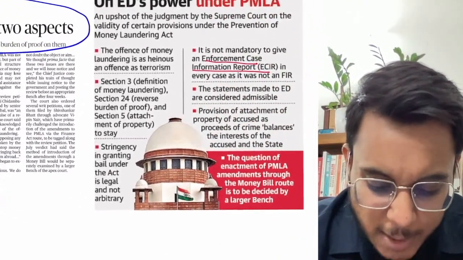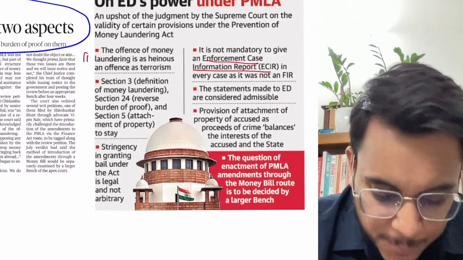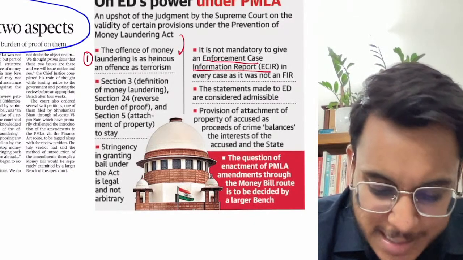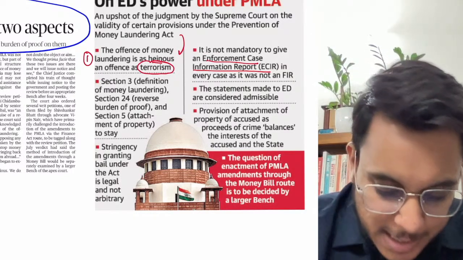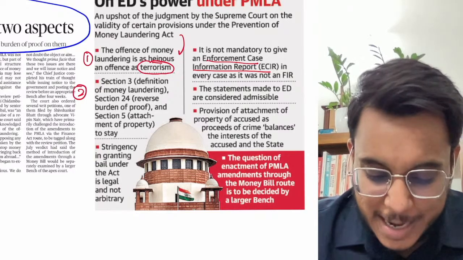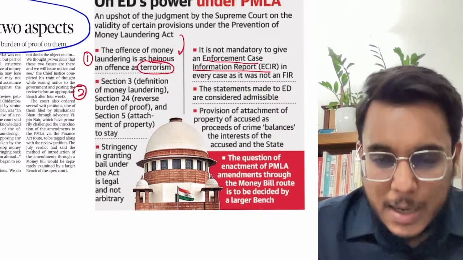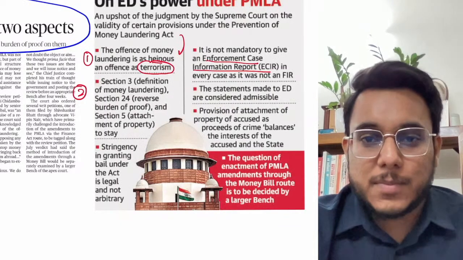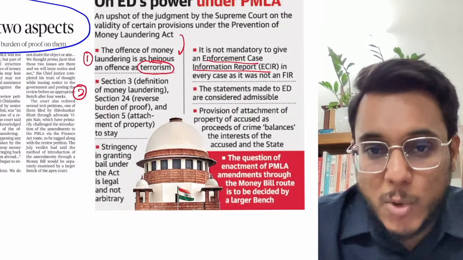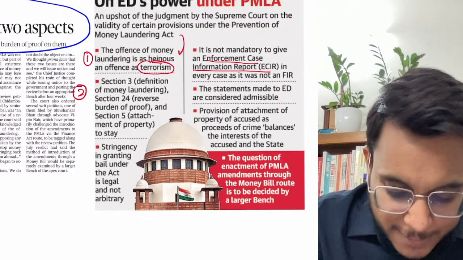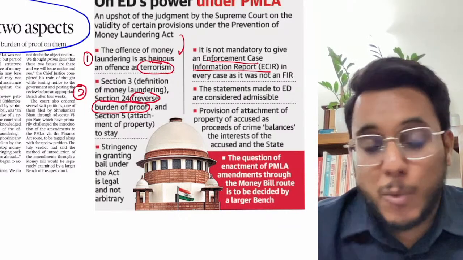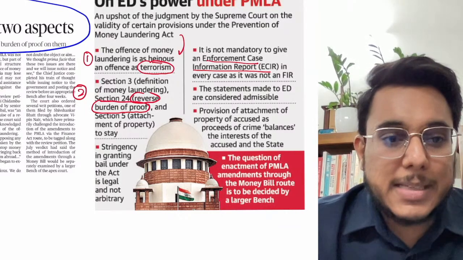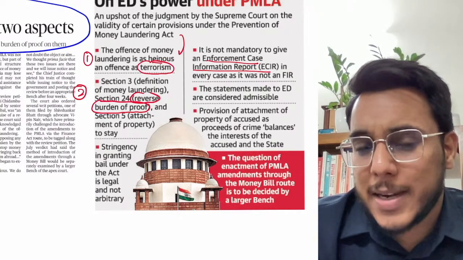Now, in the judgment, it was provided by the Supreme Court, number one, that the offense of money laundering is a heinous crime similar to terrorism. So money laundering is similar to terrorism. The second thing that the Supreme Court provided is that there will be the reverse burden of proof. There will be the reverse burden of proof. Now, what is this reverse burden of proof? It is a very important concept.